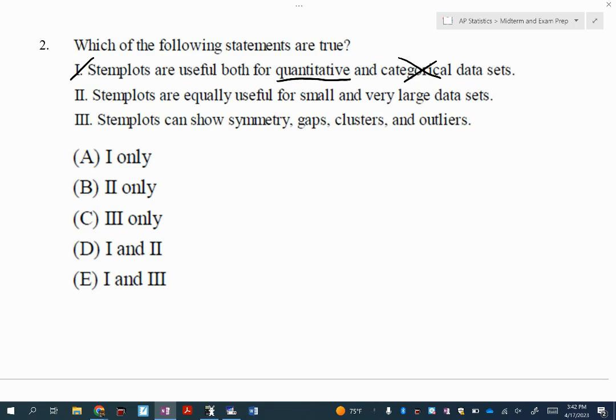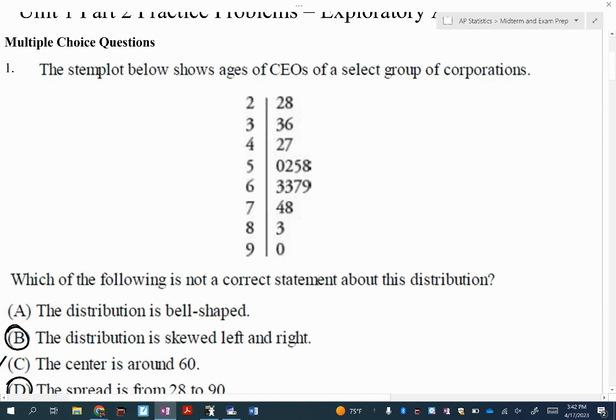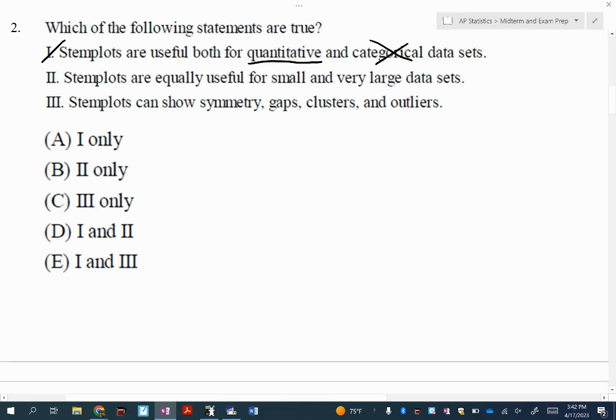Stem plots are equally useful for small and very large data sets. Go back to this one. All right, how many CEOs were here? 2, 4, 6, 8, 8 plus 8, 16, 17, 18. There were 18 CEOs in this data set. What if instead of 18, there were 1,800? Would that be easy to do with all those numbers coming out this way? No, right? So when it says that they're useful for small and very large, they're actually only useful for small data sets. Very large data sets, what would I recommend?